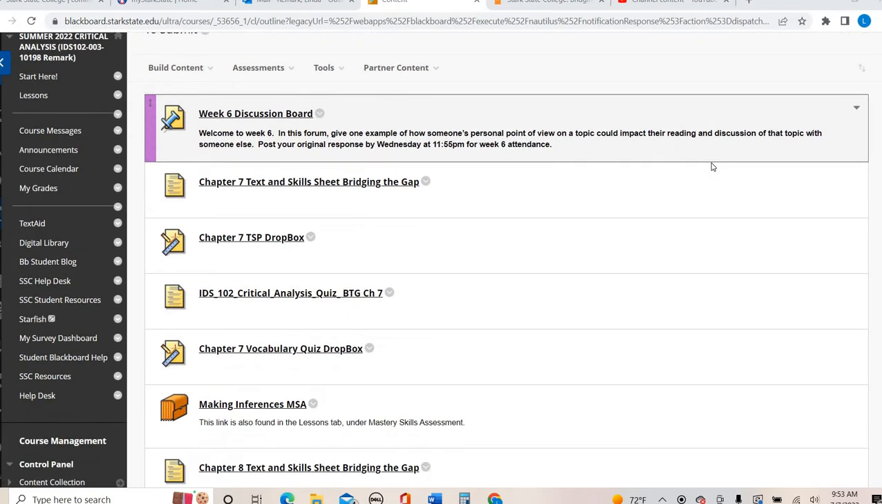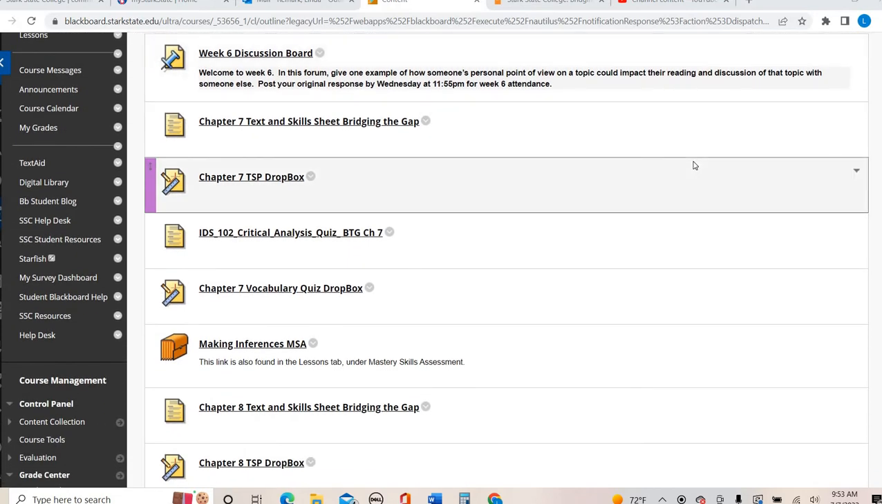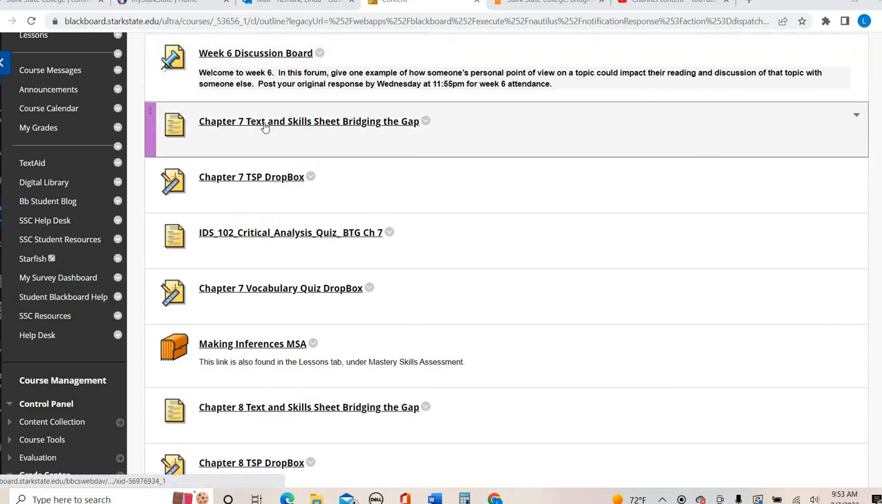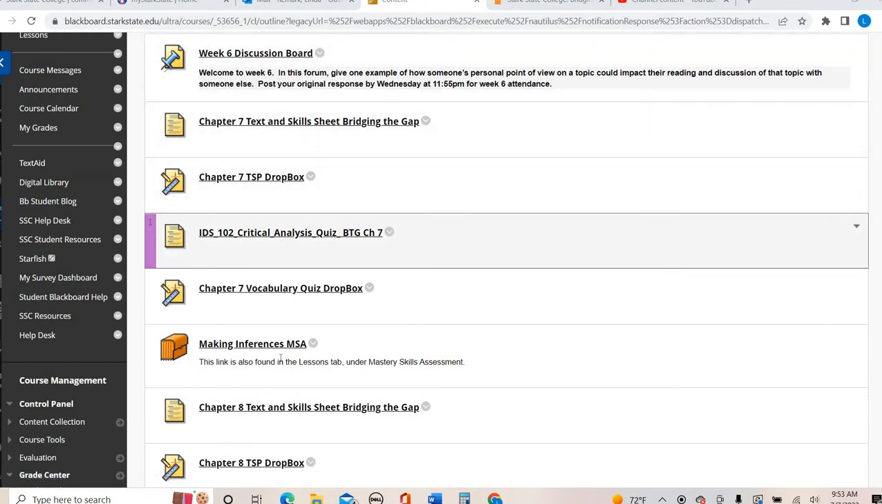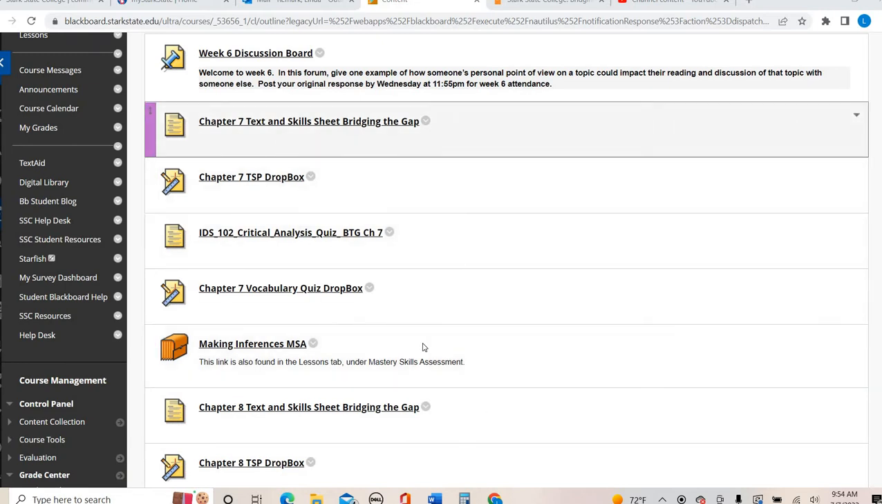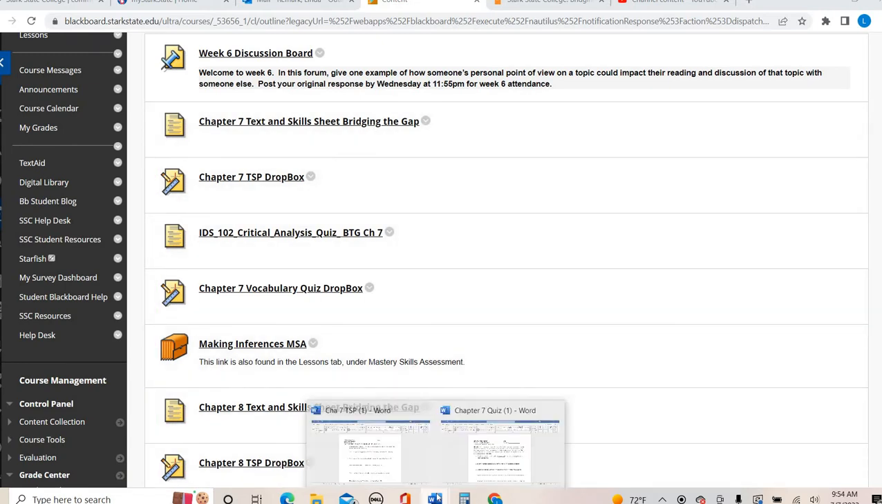All right, so for chapter 7, after your discussion, you are submitting the text and skill sheet, the vocabulary quiz, and then you have a mastery skill associated with this chapter. So let's jump right into the text and skill sheet. You're going to download your text and skill sheet.